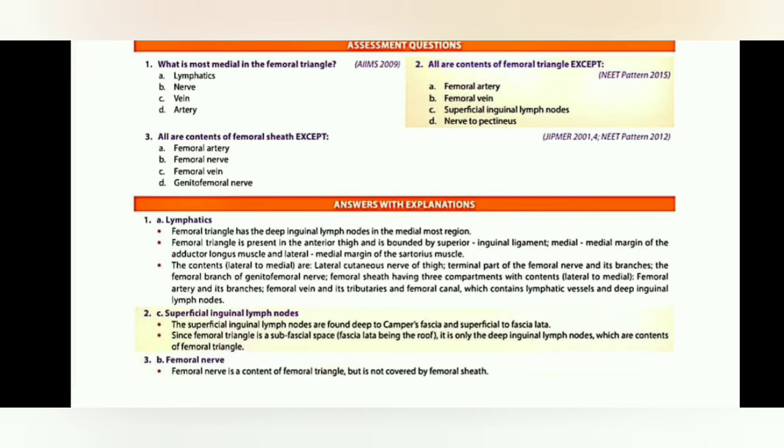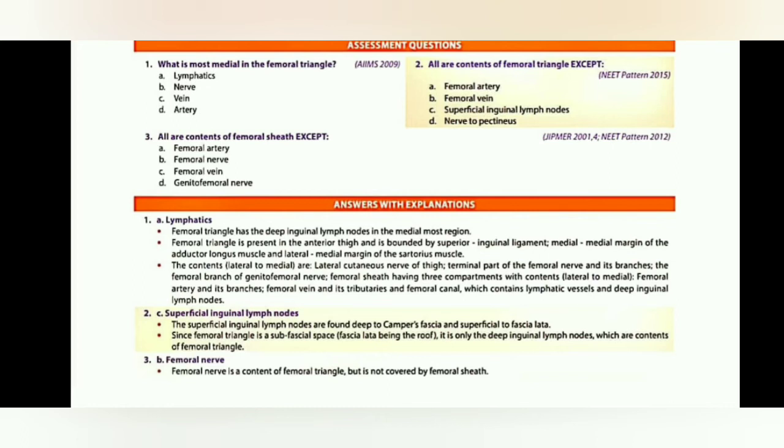Second question, all are the contents of femoral triangle except: femoral artery, femoral vein, superficial inguinal lymph nodes, and nerve to pectineus. So obviously the answer will be superficial inguinal lymph nodes because the deep inguinal lymph nodes are contents, but superficial inguinal lymph nodes are the roof of the femoral triangle.